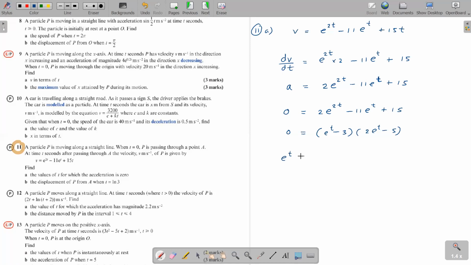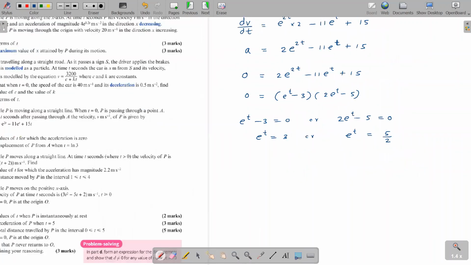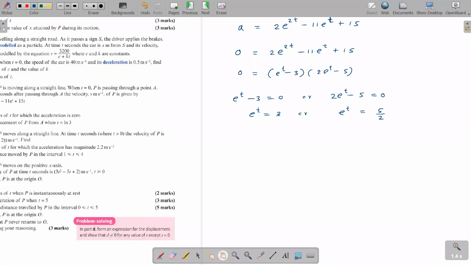So e to the power t minus 3 equals 0, or 2 e to the power t minus 5 equals 0. Making each of them 0. E to the power t equals 3 or e to the power t equals 5 over 2. Do you agree with me? And then what? After this point, what did we do? We need to make t the subject, right? After you come to this point where you make e to the power t the subject, you need to make t the subject, right?